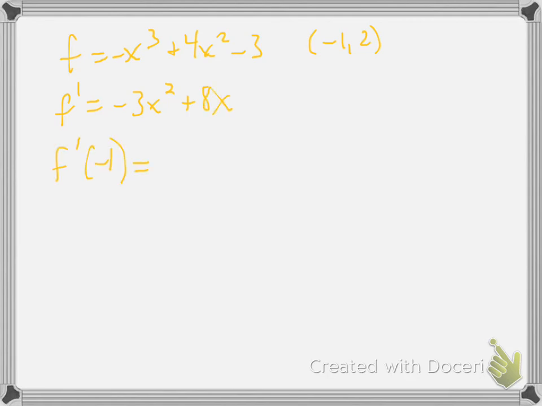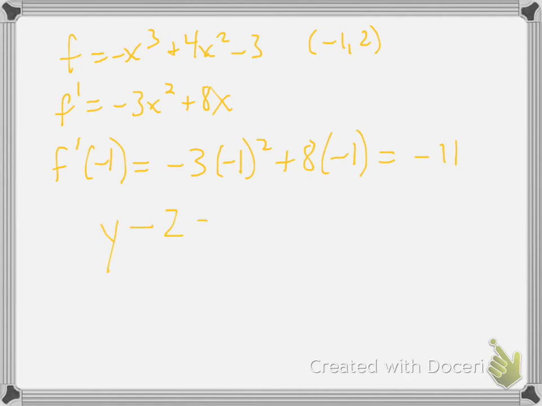Last but certainly not least is the review of the most fundamental question from the first trimester, which would be finding the equation of the tangent line at a given point. F of x equals -x cubed plus 4x squared minus 3. So I need to find f prime, which is the slope of the tangent line at any point. Plug in -1. And that gives me the slope of my tangent line, which would be -11.